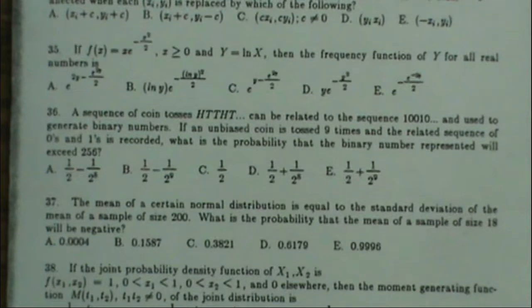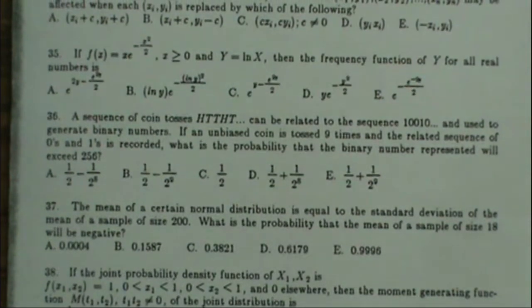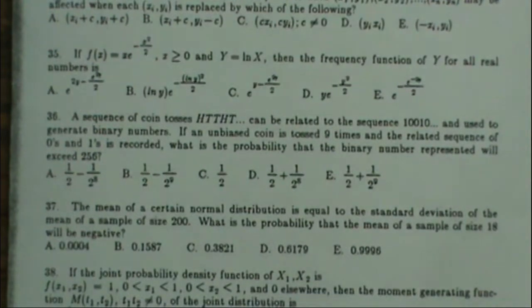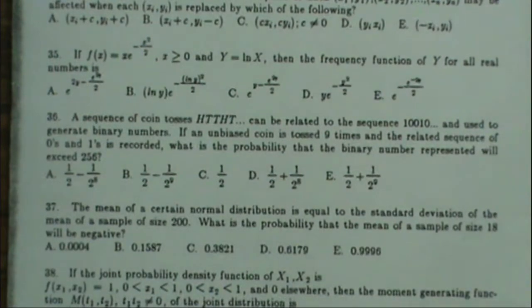Problem 36. A sequence of coin tosses, head, tail, tail, head, tail, can be related to the sequence 1, 0, 0, 1, 0 and used to generate binary numbers. If an unbiased coin is tossed 9 times and the related sequence of zeros and ones is recorded, what's the probability that the binary number represented will exceed 256?